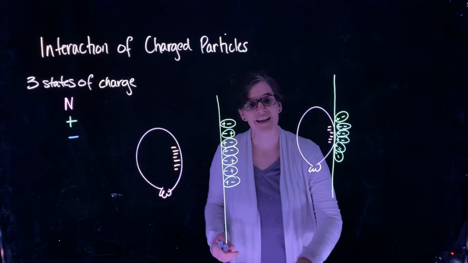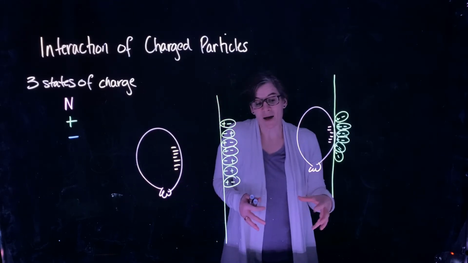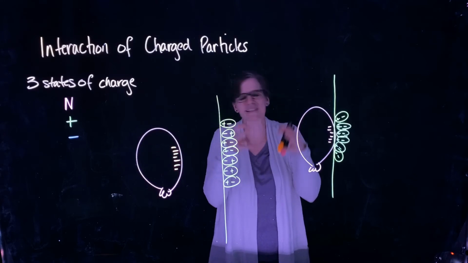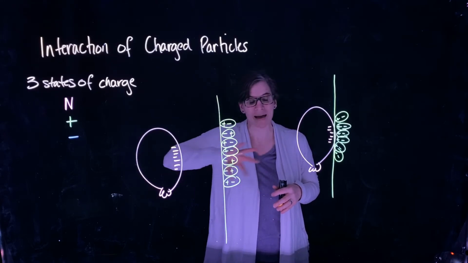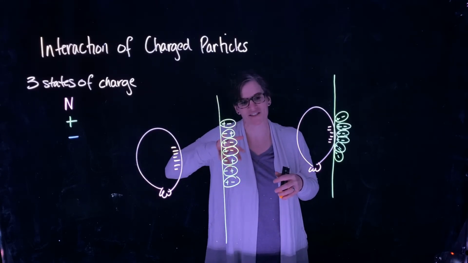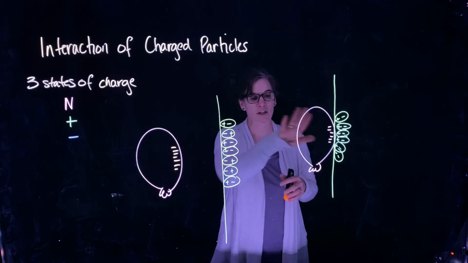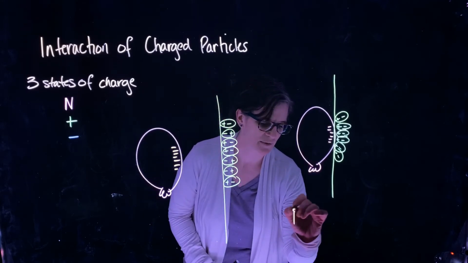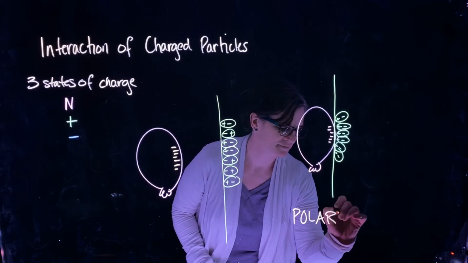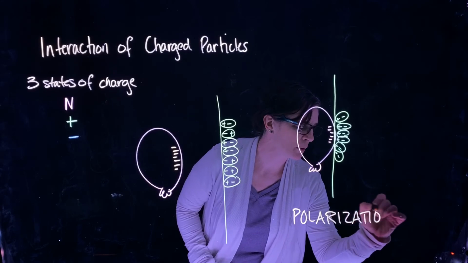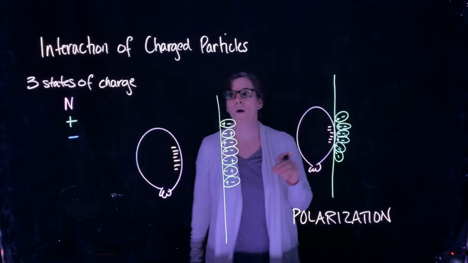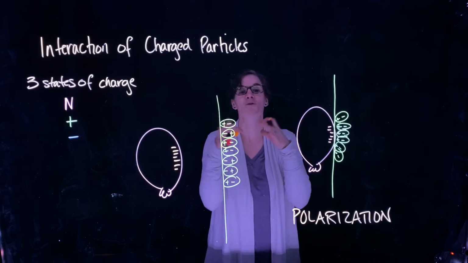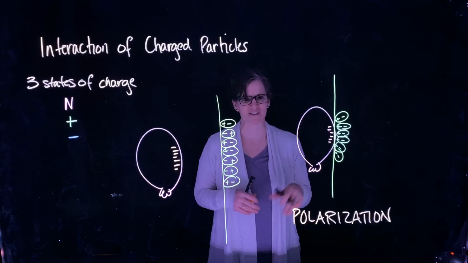This process of neutral objects attracting to positive or negative objects by manipulating the molecules inside, so that the positive or the negative side of the molecule is closer to the charged particle, is what we refer to as polarization. So we can use polarization to describe why neutral charges attract to positive or negative charges. Neutral objects attract to positive or negative charges.